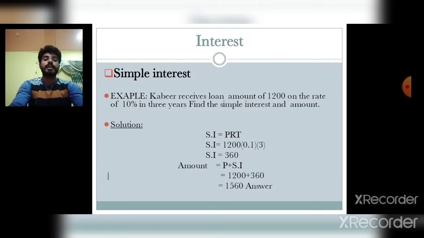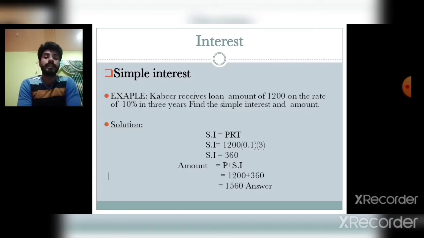Simple interest. There is a problem. For example, Kabir receives a loan amount of 1200 at the rate of 10% for 3 years. Find the simple interest and amount. Solution: SI, simple interest, is equal to PRT. Simple interest is equal to 1200, where the principal amount is 1200, and the 10%, when we divide by 100, will be 0.1, and 3 stands for the time period. We have to pay in 3 years. So the simple interest will be 360.